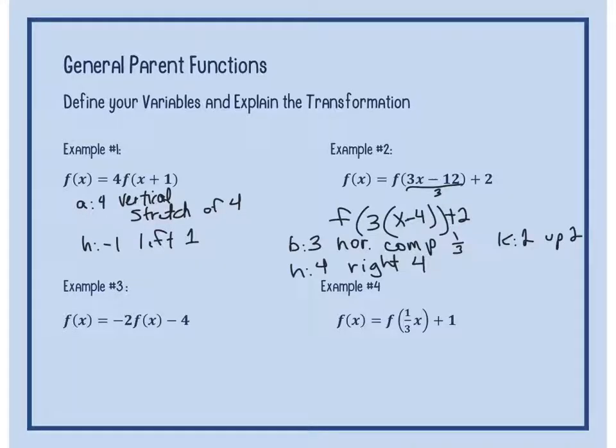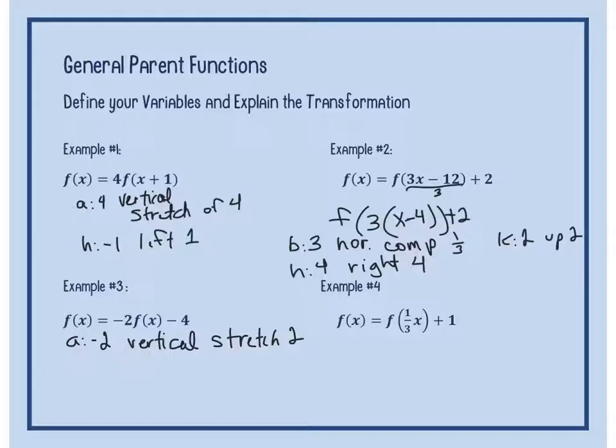Okay, let's look at problem number 3. If you have a number in front of the function, that number is always a. So a is -2. What does a -2 do? Well, remember that we look at the absolute value. The absolute value is 2. If it's greater than 1, it's a vertical stretch. So this is a vertical stretch. And honestly, this is where a lot of people make mistakes and they call it a compression because they think if it's less than 1, it's a compression, but it's only the absolute value. So this is a vertical stretch of 2, okay?